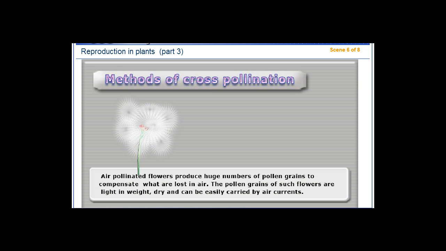Air-pollinated flowers produce huge numbers of pollen grains to compensate for what is lost in the air. The pollen grains of such flowers are light in weight, dry, and can be easily carried by air currents.